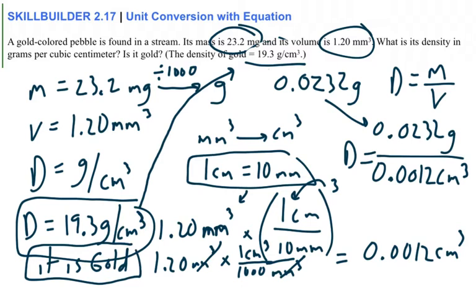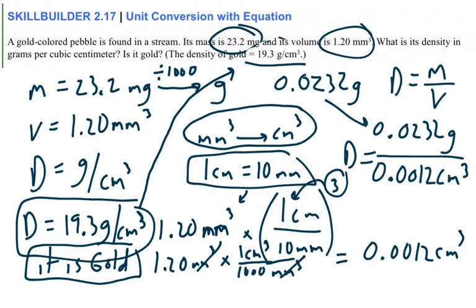So what makes this one more difficult is that when you're going from a cubic millimeter to a cubic centimeter, you're actually dividing by 1,000. One way of doing this is by cubing the entire conversion factor, and that's how I got what you see on the bottom.